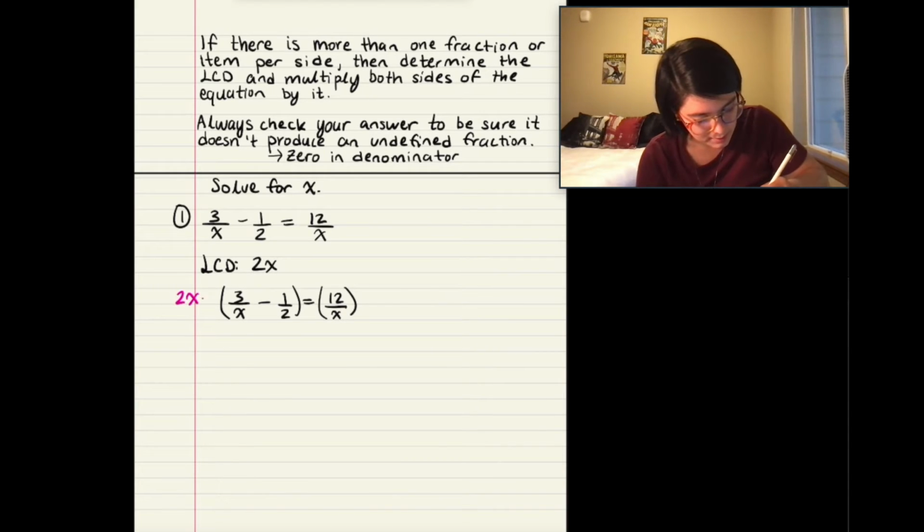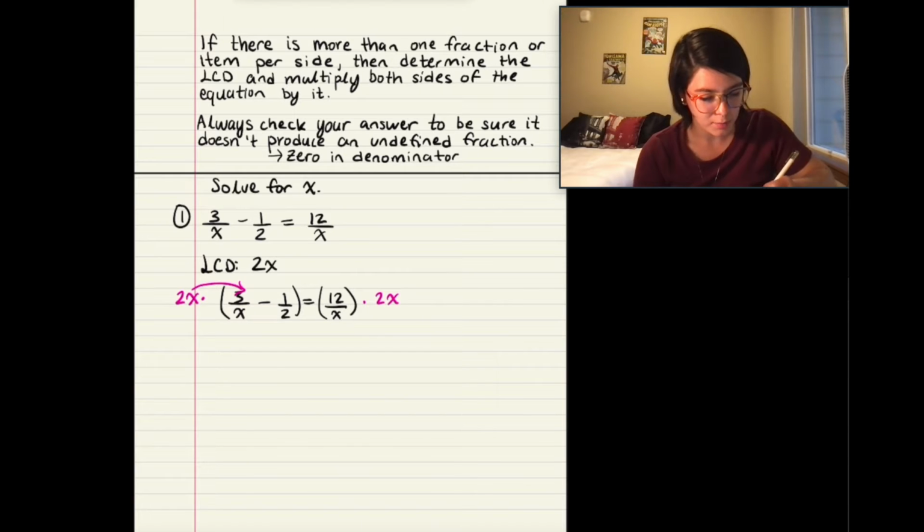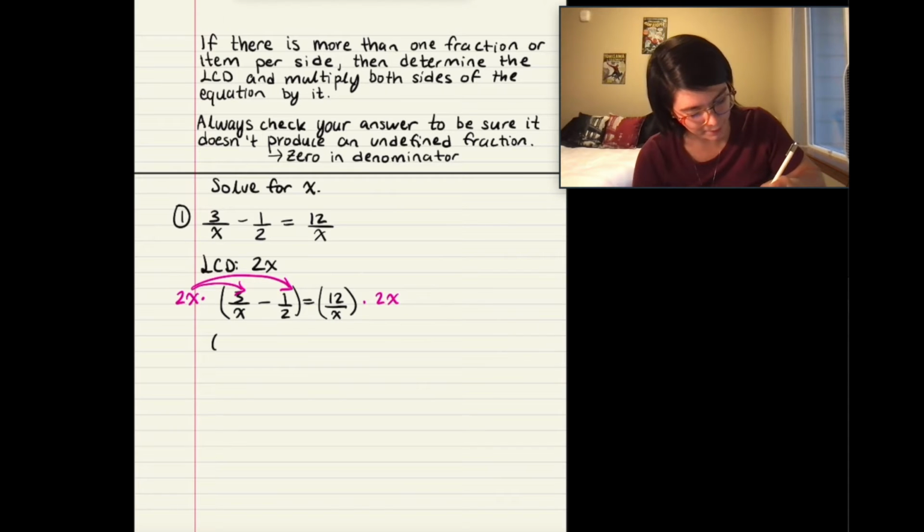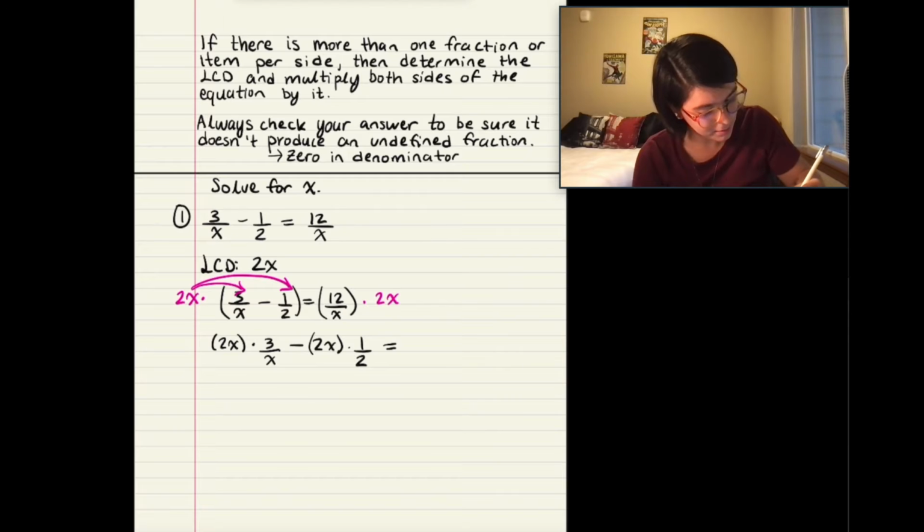So we'll take 2x times 3 over x minus 1/2, and then our right side of the equation, 12 over x times 2x. Now, since the left side of our equation has two terms, we'll want to make sure that we distribute 2x to both of them. So we'll multiply 2x to both 3 over x and to 1/2. So we have 2x times 3 over x minus 2x times 1/2 is equal to 2x times 12 over x.